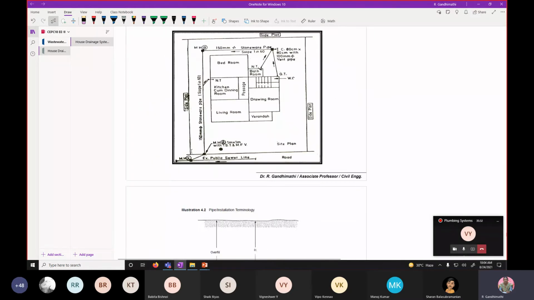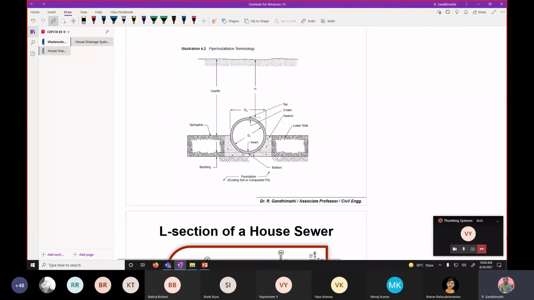Anyway, I will show this. This is the L section, the longitudinal section of the sewer. You can see here the ground level, and this is the cross section of the sewer. In the cross section of the sewer, you have to remember two things. Everyone knows the top portion and bottom of the sewer. But in addition to that, you have two different terms: one is called crown, another is called invert.